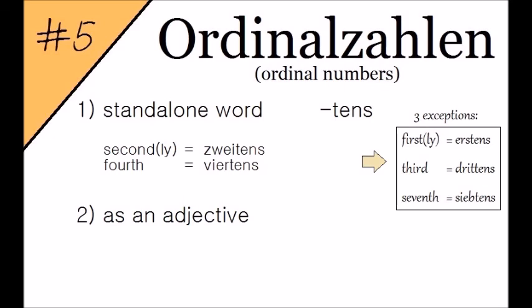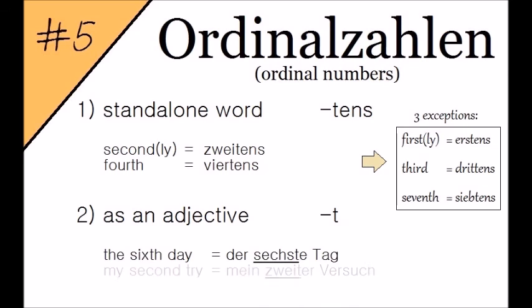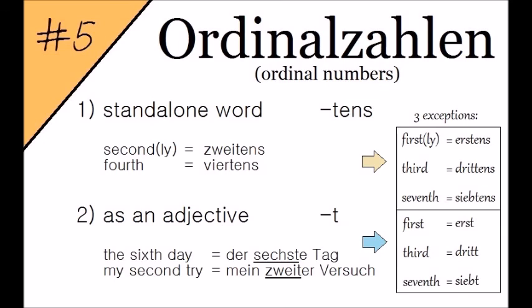The second way is using it as an adjective, like the 6th day or my second try. This is fairly simple, but it requires some advanced knowledge about adjective declination. To create this kind of numerical adjective, just add a t to the end of the number. Then use it as any other adjective. Der 6. Tag. Mein zweiter Versuch. Again, there are the same 3 exceptions. First is erst. Third is dritt. And seventh is siebt.